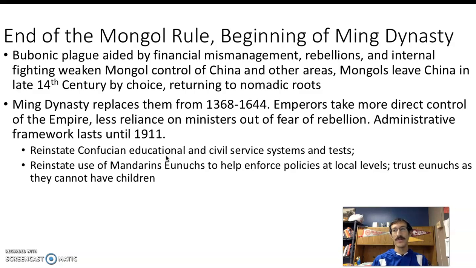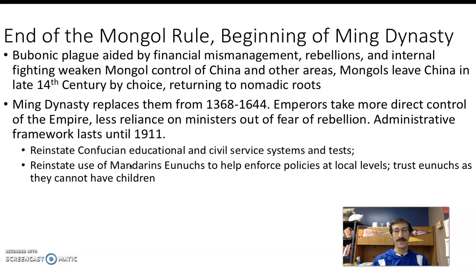So again, the idea that, even though it's predominantly set for the wealthy to be successful, anyone can move up, with the proper education, training, and resources, into civil service society within China, right? And then they also reinstate the use of mandarins and eunuchs to help enforce policies at local levels. And so the reason they are going to trust more of the eunuchs is because, for those that do not know, eunuchs are men who have no more reproductive organs. They've lost their scrotum and cannot reproduce. So thus, there is no drive for them to essentially overthrow against the rebellion. And so they trust eunuchs more than many of their actual close counselors and advisors, because they trust the fact of what eunuchs can stand for.